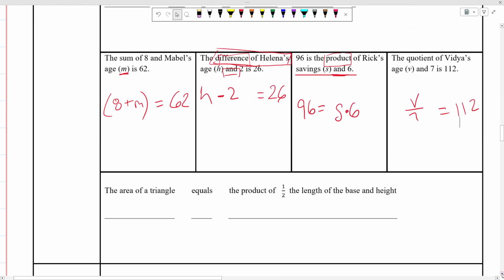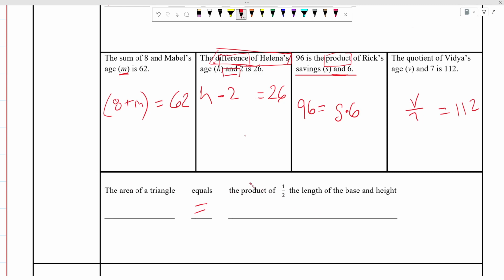Okay. Let's throw some geometry in this thing, guys. Let's throw some geometry connections going on here. So, here we go. There's no difference. Yes, it's geometry, but it's the same stuff. Let's see. The area of a triangle equals the product of 1/2 the length of the base and the height. Well, this is quite literally an equals sign. That's nice and convenient.